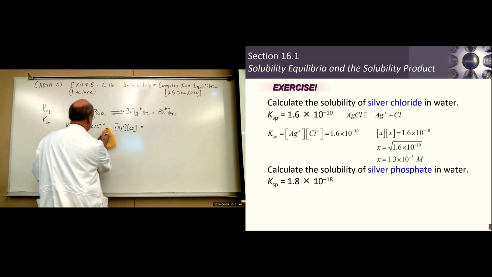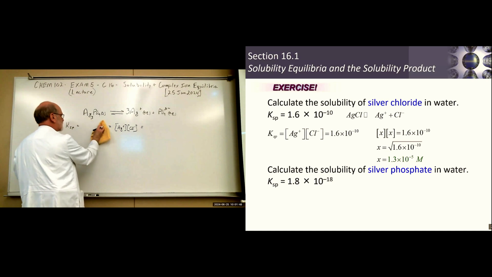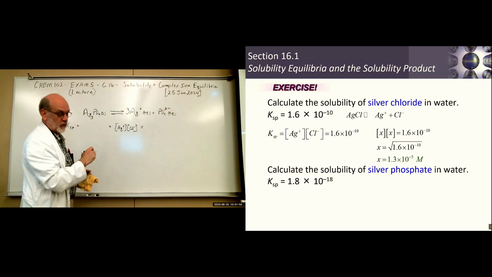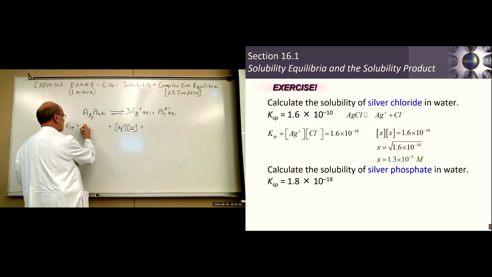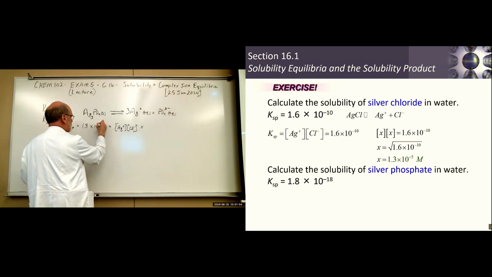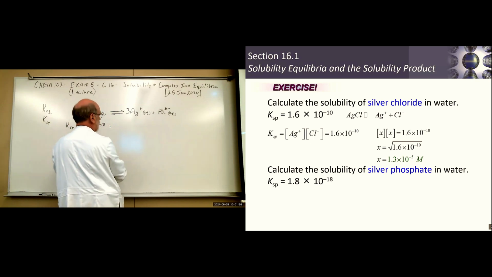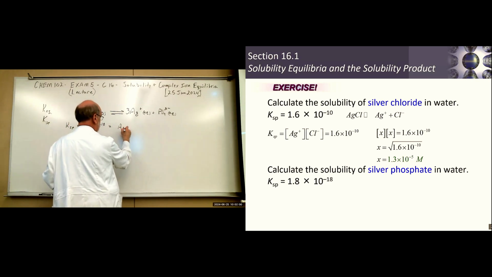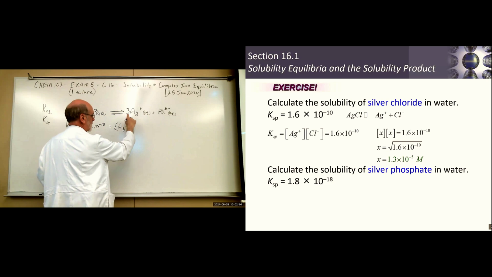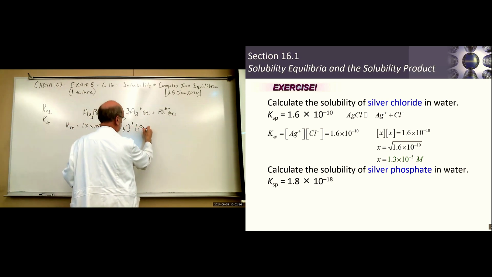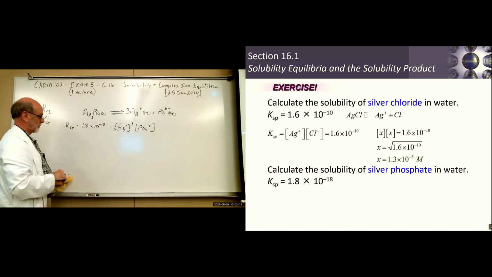Now, what would that expression be? Well, let's see. KSP is going to be different: 1.8 times 10 to the minus 18. And then these values are going to change also. We have silver ions in equilibrium to the 3rd power, and then phosphate ions to the 1st power.